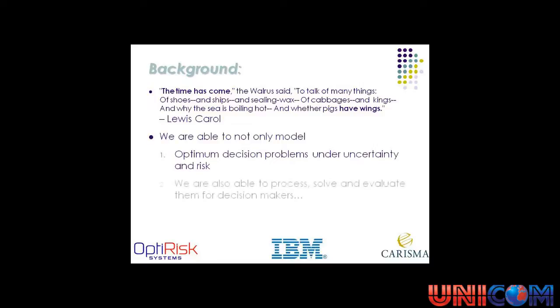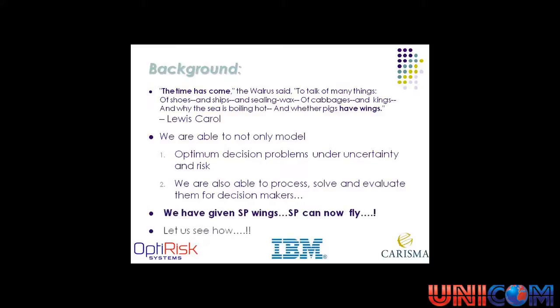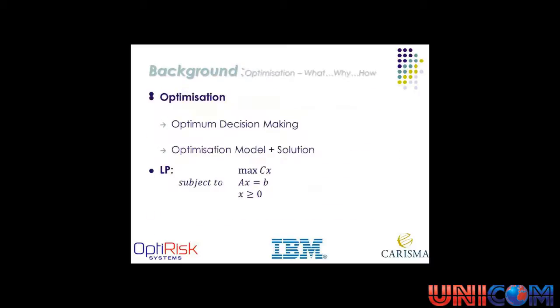We're also able to process, solve, and evaluate them for decision makers. Now this is a key concept, that we not only make decisions, but we also, downstream, do evaluation and do risk computation and risk management. So it's about giving stochastic programming wings, and let's see how.